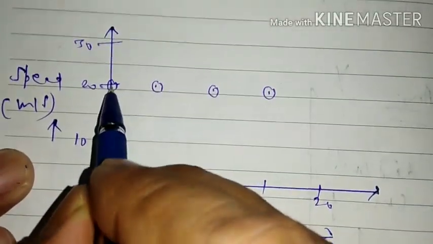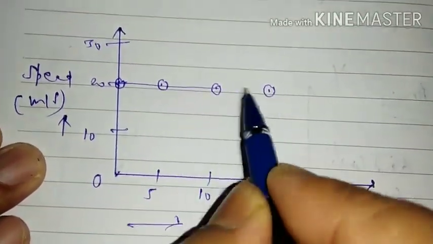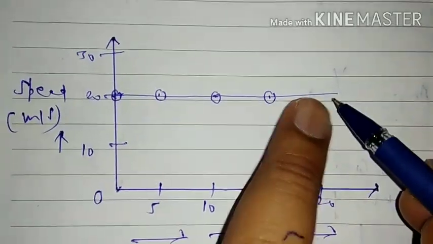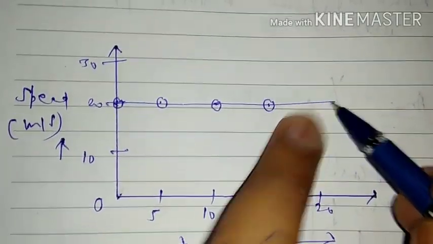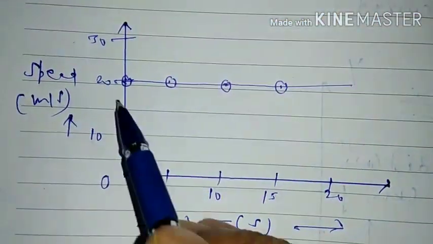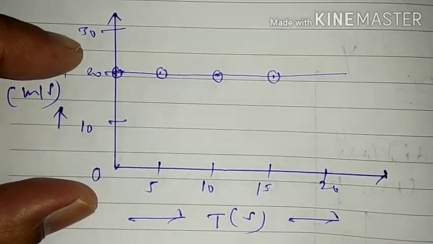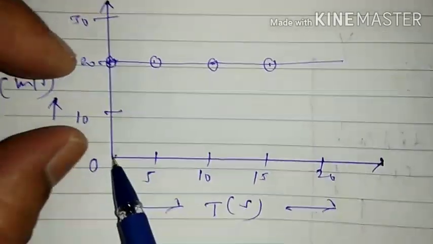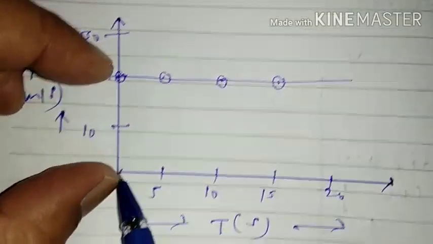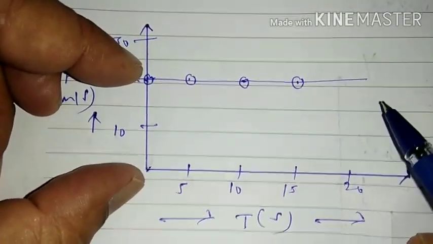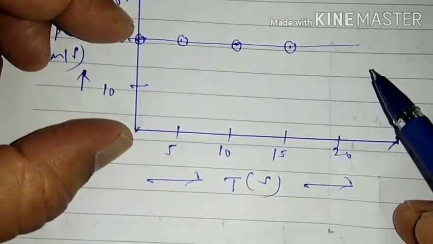So if we join all these points, then what do we find? We find a speed-time graph, and this is parallel to the time axis. So what is the observation here? Our observation is that the speed of the object is the same, that is, constant. It does not change with respect to its surrounding in time.